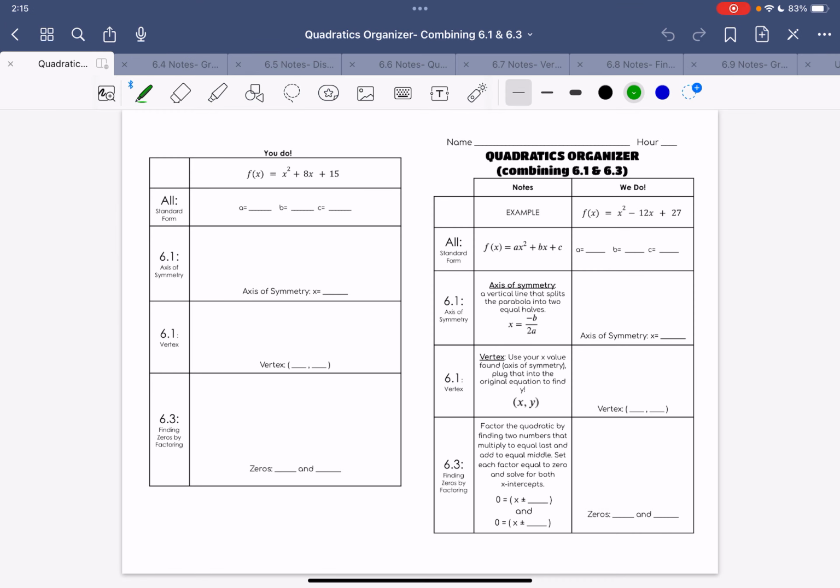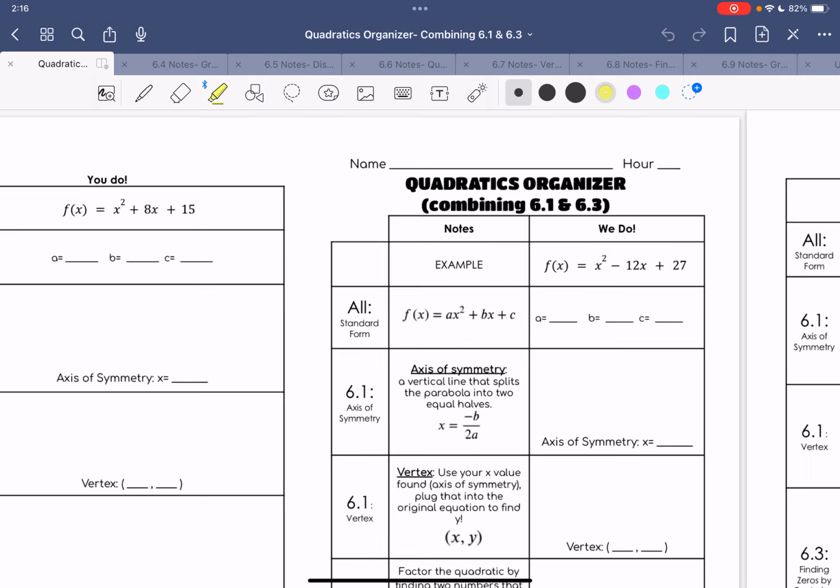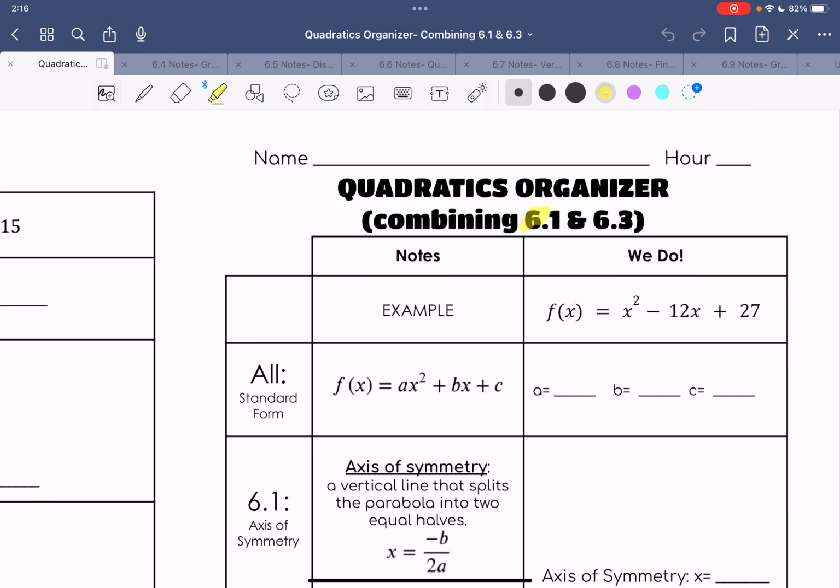Hello and welcome to this video, which is about the quadratics organizer. The purpose of this quadratic organizer is to combine together 6.1 and 6.3 and review both of those things before we put them together in 6.4 and add in graphing them.